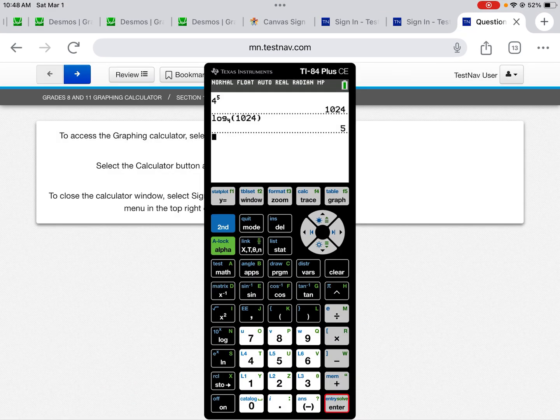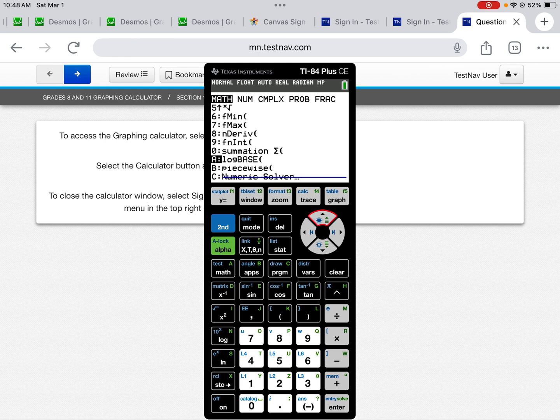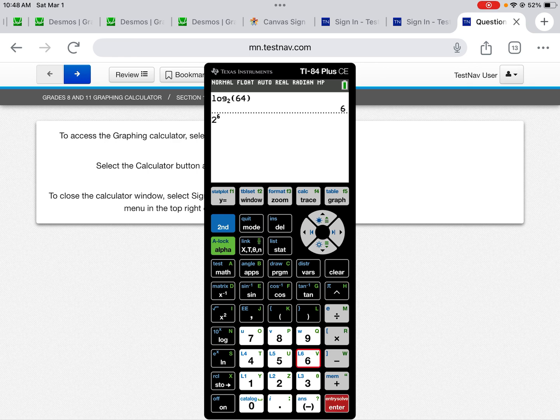So we're going to type in log, and the way you get the log is you hit math, and you can come up here, and you're going to say log base 2, 64 is 6, and we changed it to 2 to the power of 6 is 64. See, they undo, they're inverses of each other.